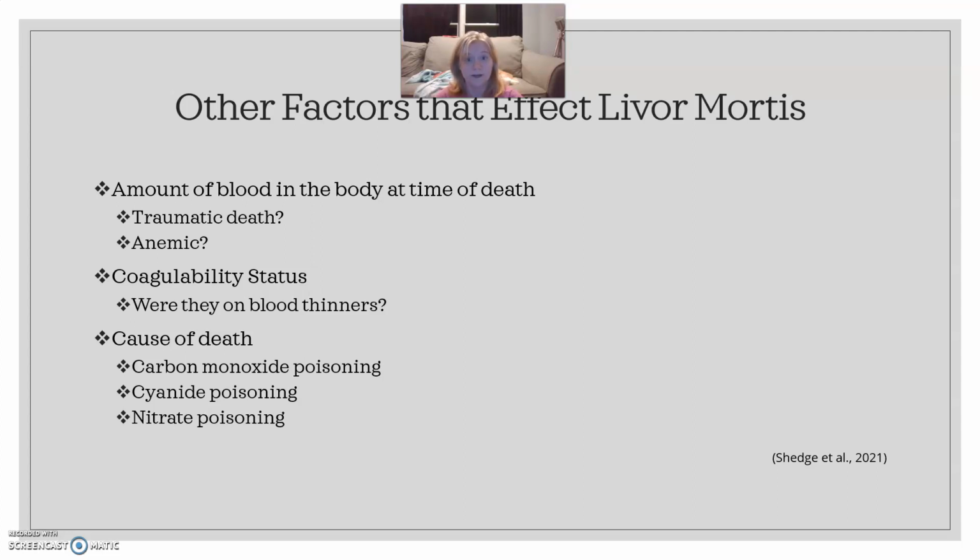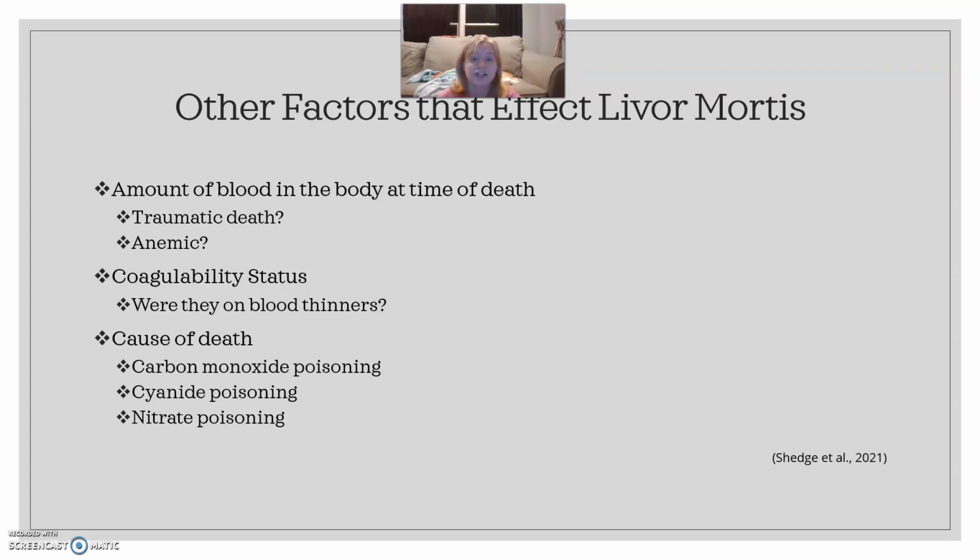And then the coagulability status is very important as well because that will change how dark and how many blood clots form in the areas of lividity. And this can be changed by if they're on blood thinners. Blood thinners can cause blood to not coagulate as easily as it does normally.